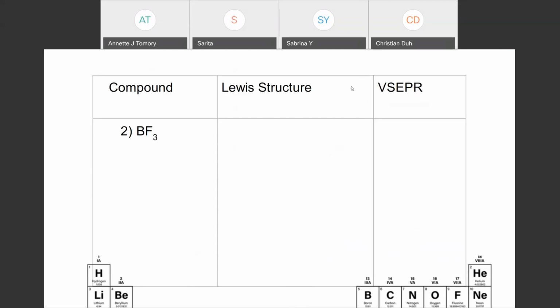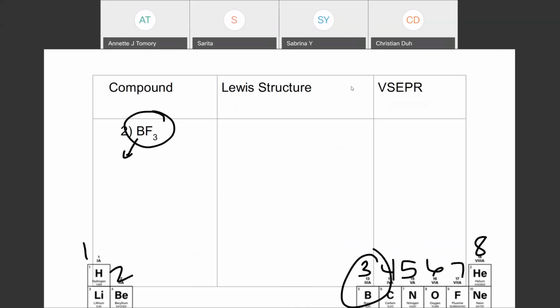Okay. All right, so let's take a look at BF3. If we look at our periodic table, the first thing we need to do is figure out how many electrons each of them bring in. So how many electrons does boron bring in? 3. How about fluorine? 7. We have 7 times 3, 21, because there's 3 of them. You good? Okay, how many do we have total?